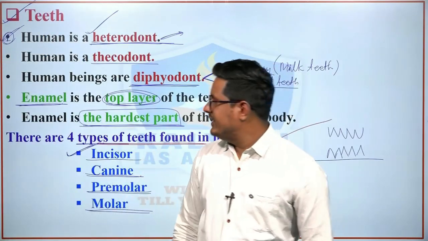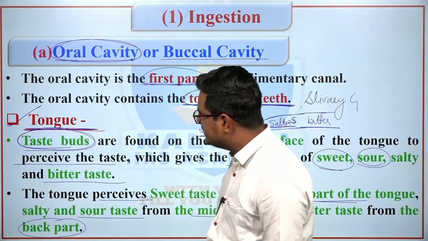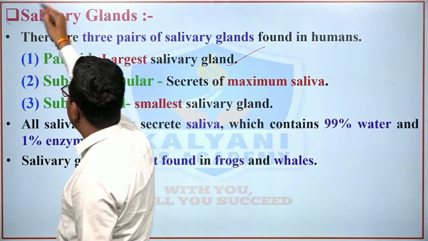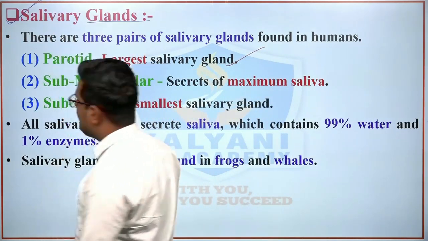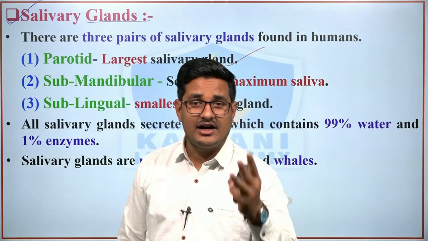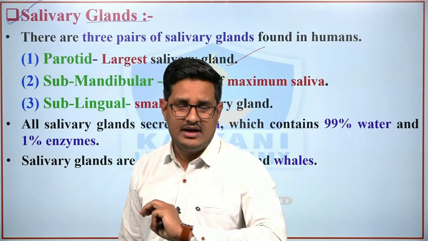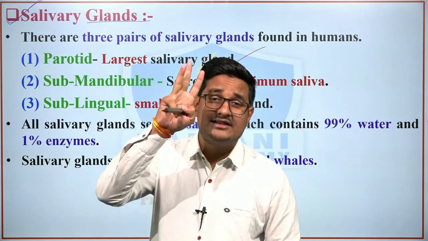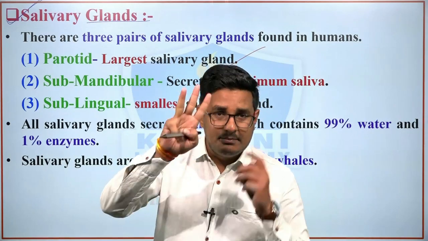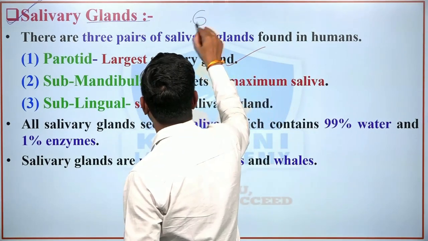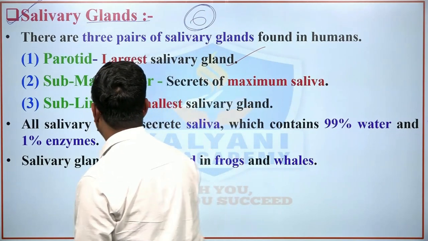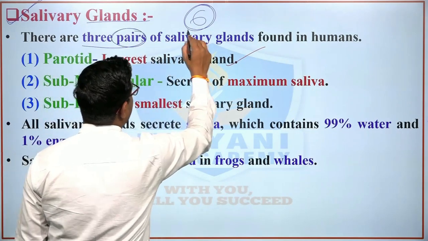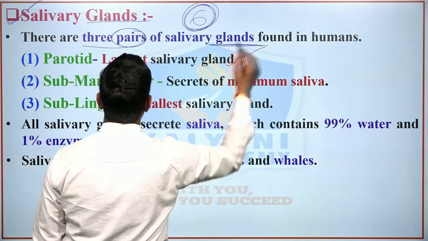So in this way we have studied about tongue, right, we have studied about teeth. Now let's study about salivary glands, right. There are three pairs of salivary glands, right? If this is asked in the examination, then you have to keep in mind there are three pairs of salivary glands, which means there are total six salivary glands. How many? Six salivary glands. So there are three pairs of salivary glands, or there are six salivary glands in human beings, right?